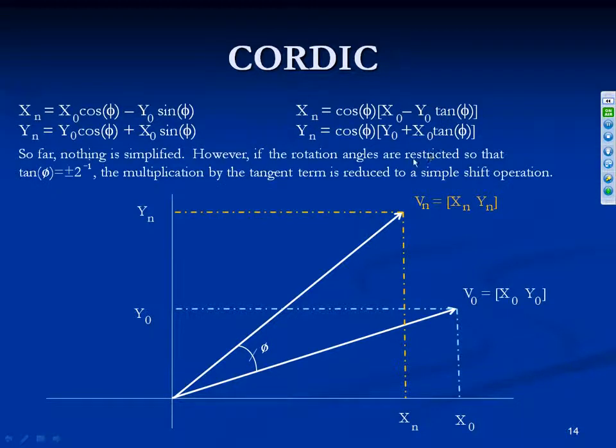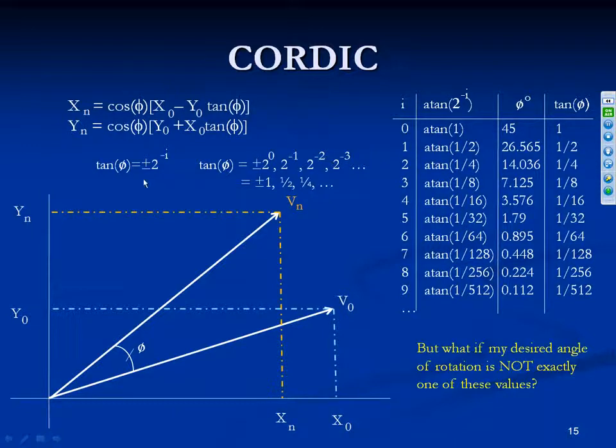So far we haven't really simplified anything. Well, what good are you thinking this is doing? We still got multiplies and everything in here. However, if the rotation angles are restricted so that the tangent of phi, this term right here, equals plus or minus 2 to the minus i, it might be a little hard to see, but that's i, then the multiplication by the tangent term is reduced to simple shift operations. And I'm going to show you how this is done.